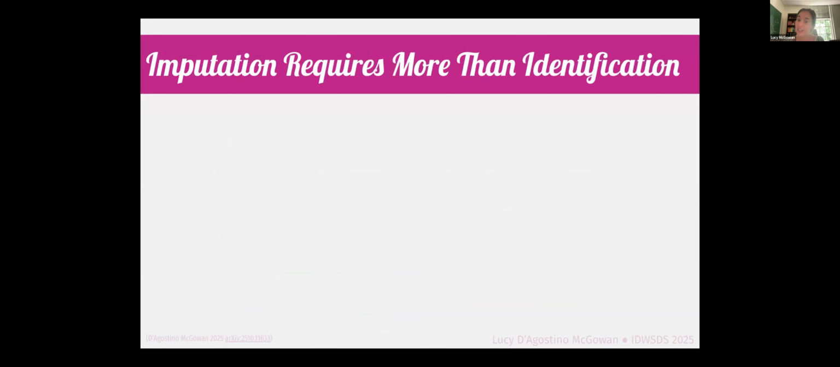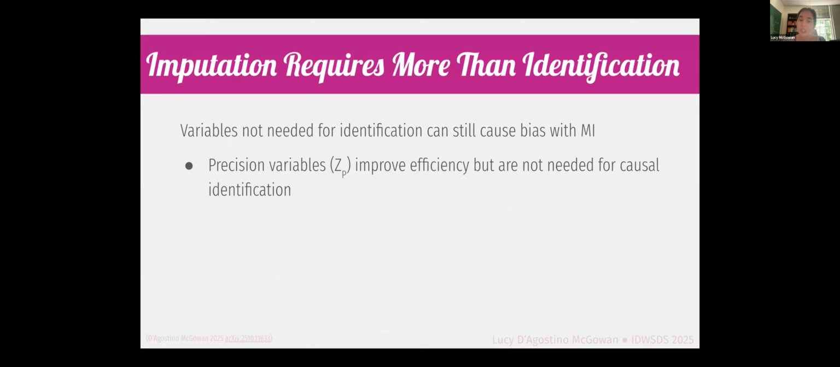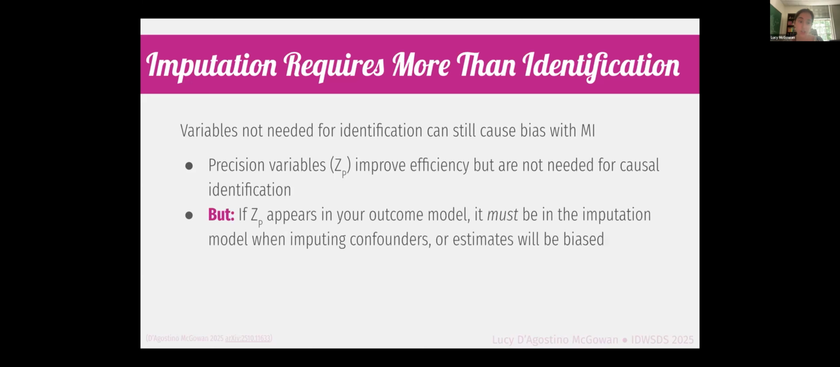Imputation requires more than identification. This is another piece that I had not thought carefully through until thinking about this paper. Variables not needed for identification can still cause bias with multiple imputation. So for example, precision variables, you didn't have to put a precision variable in your outcome model. These are things that only influence Y. They don't help you estimate your causal effect, as in the actual effect between X and Y, other than improving your efficiency. So they're not needed for causal identification. But if you put one in your outcome model and you do not put it in the imputation model, your causal effect will be biased.